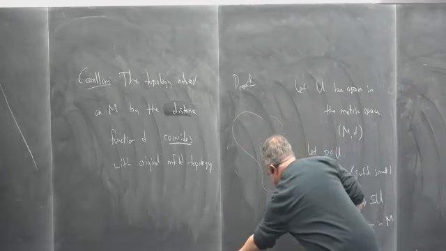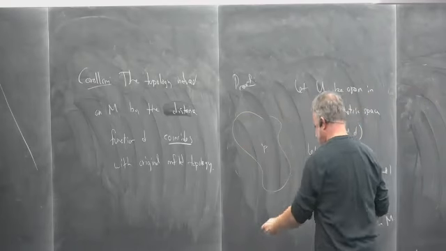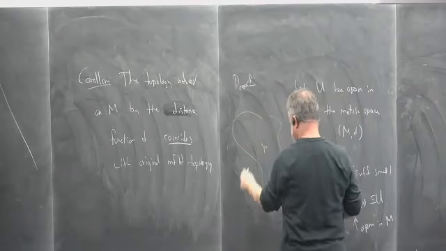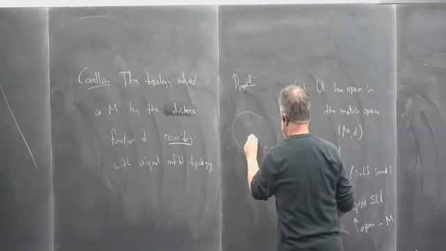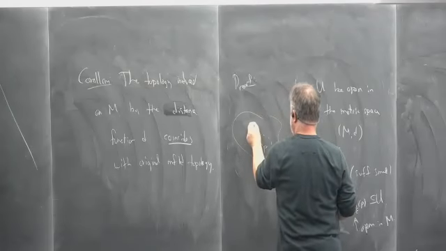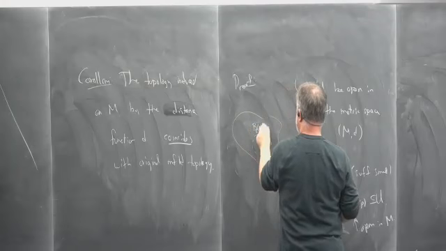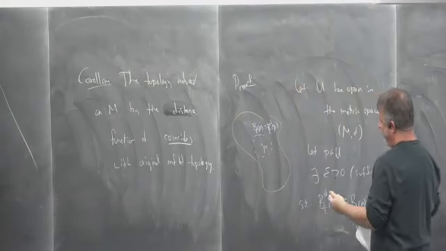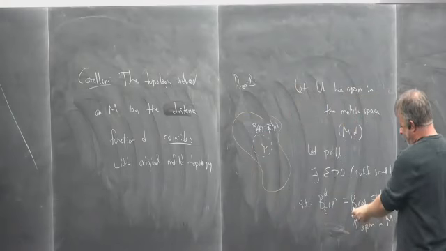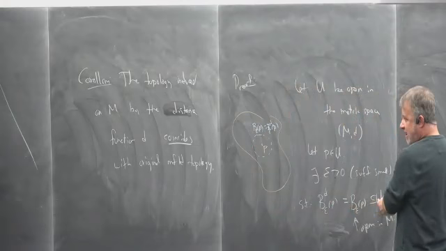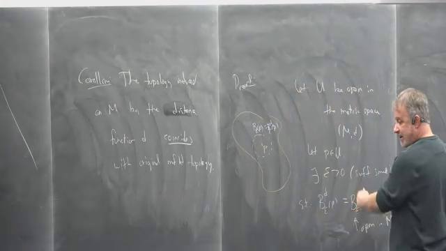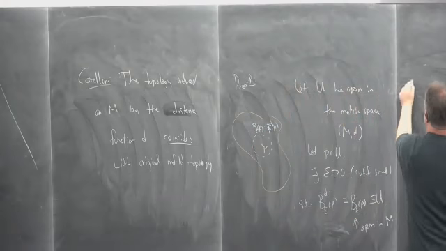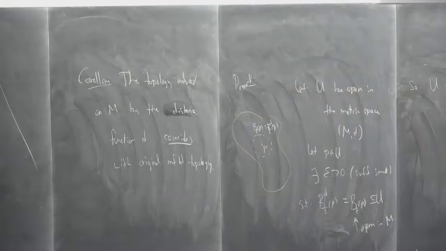And therefore, here's the picture. B epsilon P, which is B epsilon D of P, is open in M. So for every point P, I can find an open set in M which contains P and which is contained in U. That means I can write U as a union of these, and they're all open in M. So U is open in M.